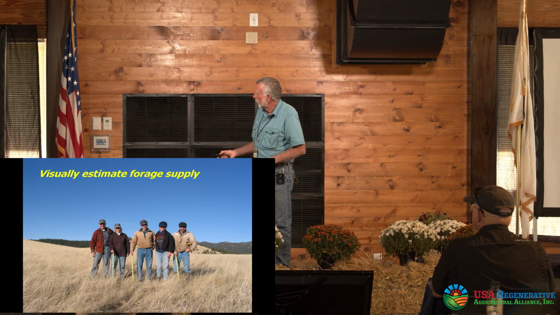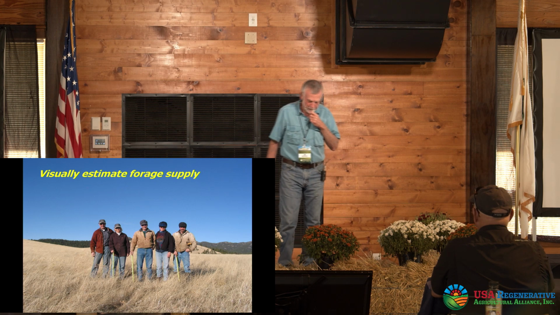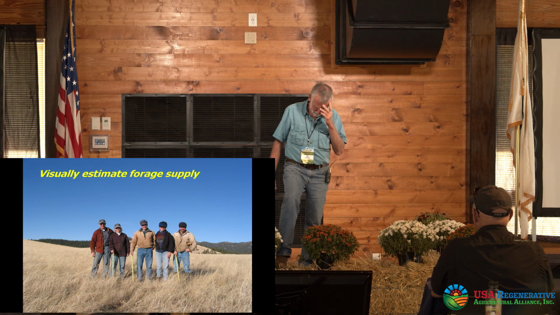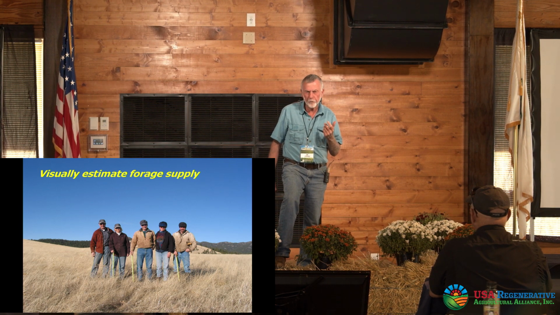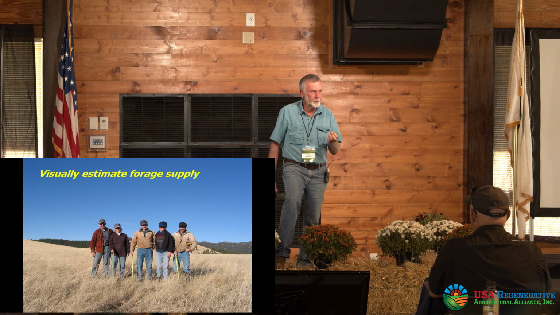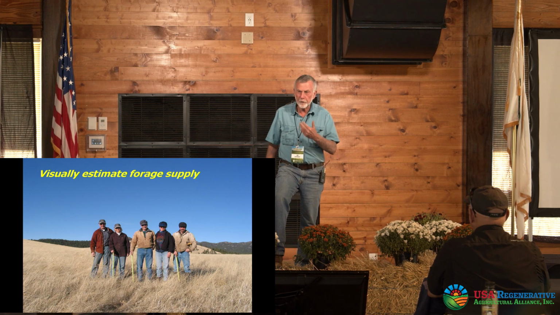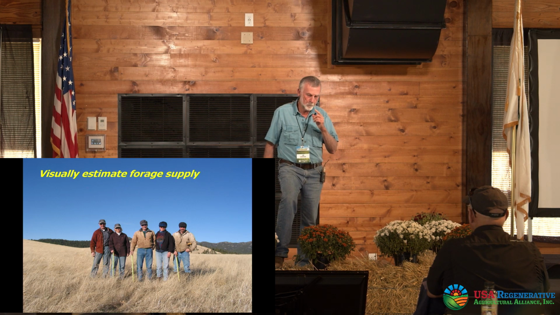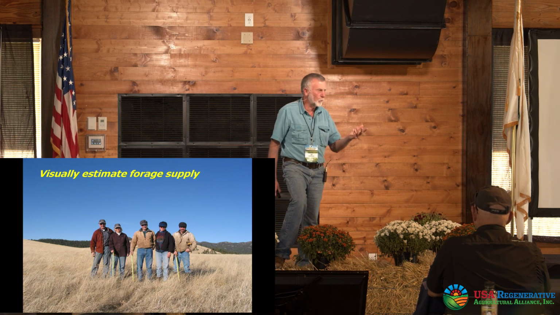Visually estimate forage supply. This is a big range operation in western Montana. I'm trying to remember exactly what's there. Probably 1,200 irrigated acres, and on productive land, we do an inventory every 2 weeks. And then there's 50,000 acres of rangeland, and the range we do once a month because it grows slower, so it's not changing as fast.